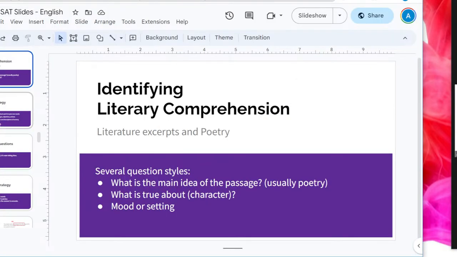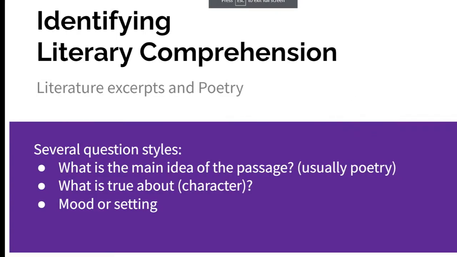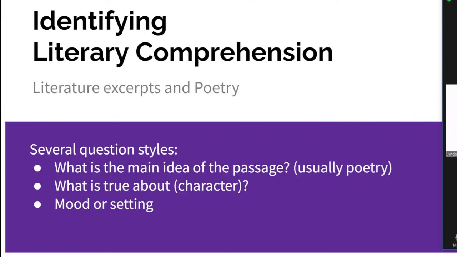And I want to talk a little bit about how we're going to approach the literature questions, because I wanted to do a little bit of that with you today before we run out of time. So I am going to send a set of literature questions over to you, and we're going to check these out together. There are a few different ways that literature questions can be presented, so I think it's important that we talk about that just for a minute here.